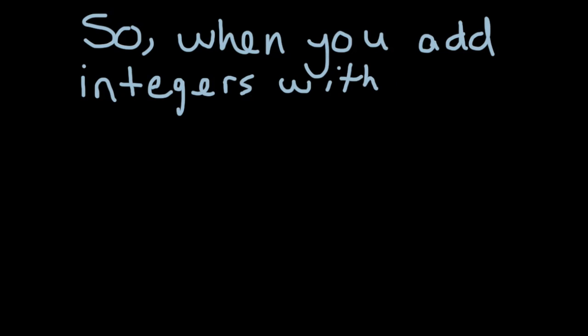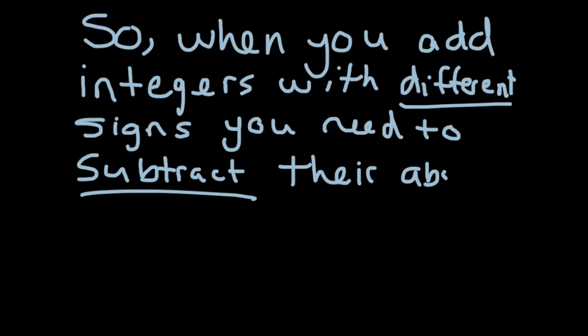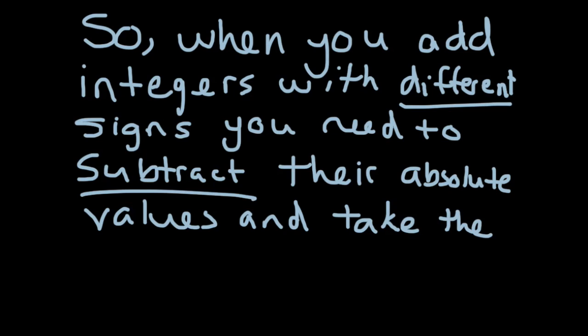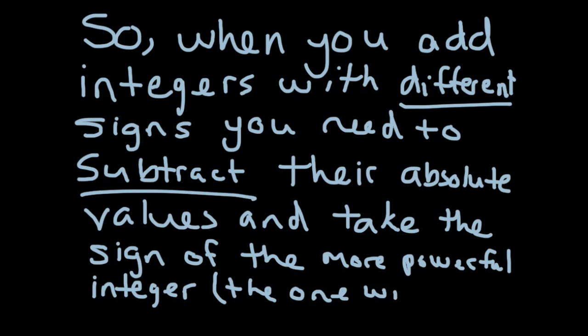So when you add integers with different signs, you need to subtract their absolute values and take the sign of the more powerful integer, the one with the larger absolute value.